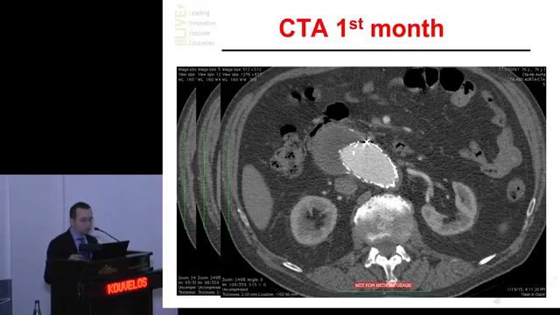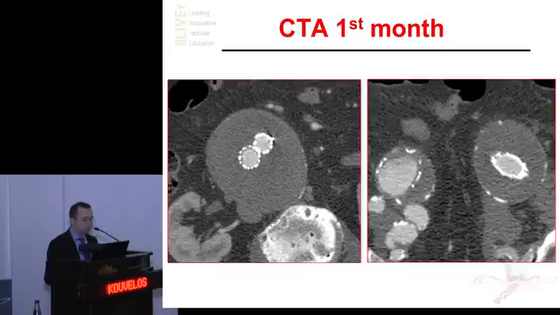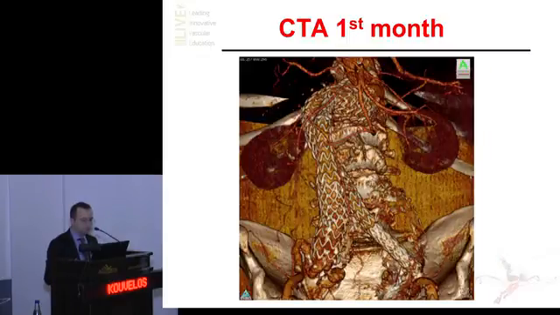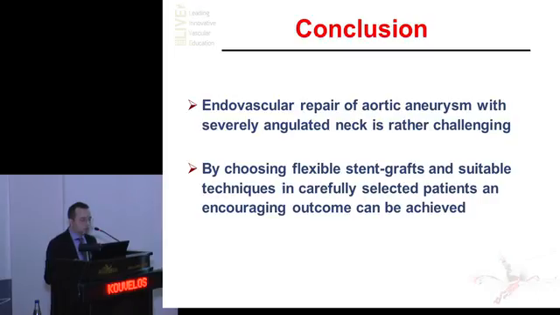The CT scan showed adequate sealing at the proximal sealing zone, no sign of endoleak. And here's the 3D reconstruction where we can see the ballerina configuration, which was not intended but was created by the high and severe angulation of his aorta. And here are the limbs, the right limb to the common iliac artery and the left limb to the external iliac artery.